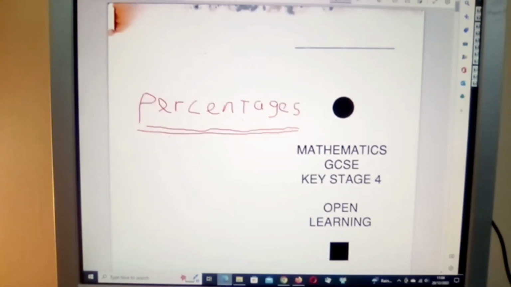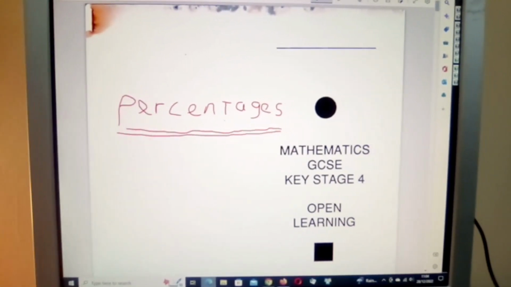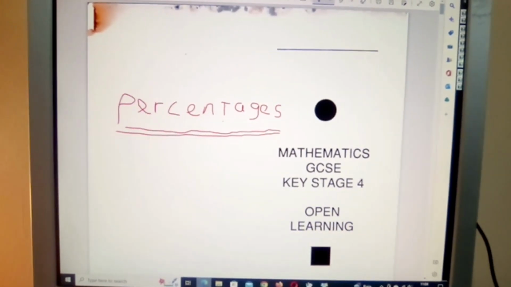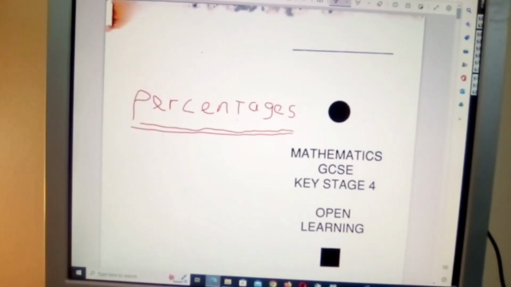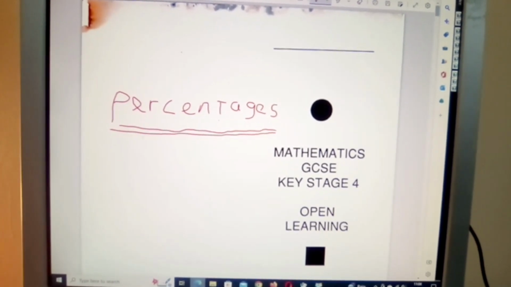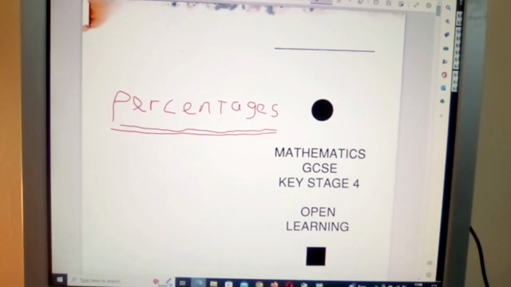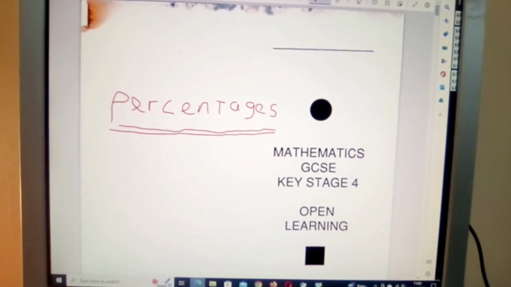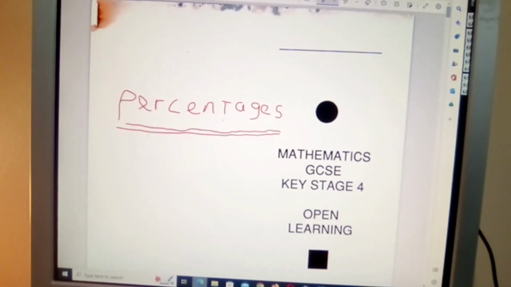What I want to continue with is Mathematics GCSE Key Stage 4, okay? Now you'll see that I've got the GCSE folder already in place, so please feel free to use that and look at the information in that as well. But what I'm trying to do now is to look at percentages, okay? Again, we're looking here at Mathematics GCSE Key Stage 4.